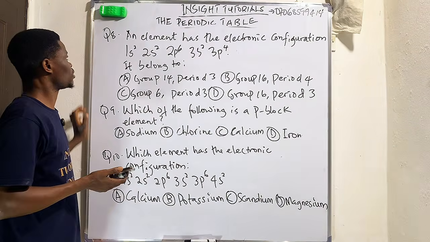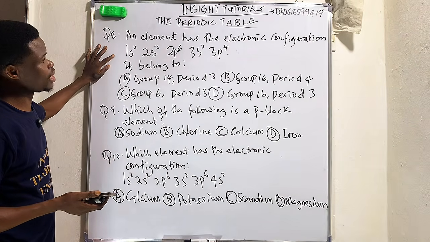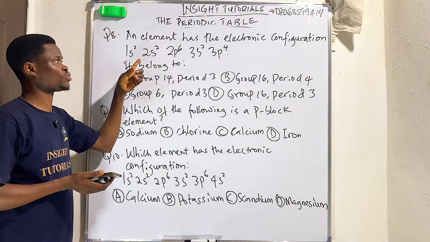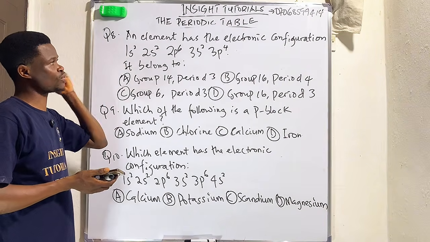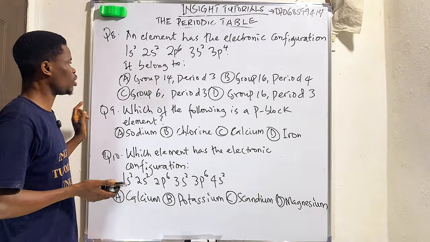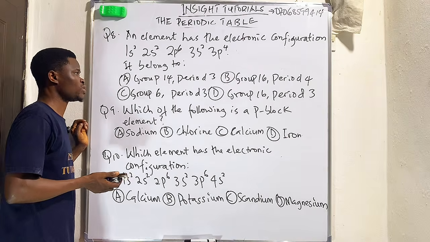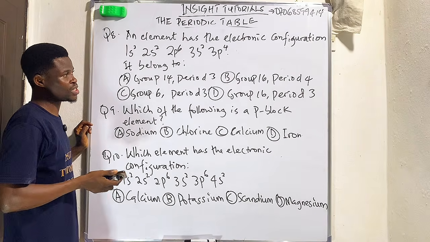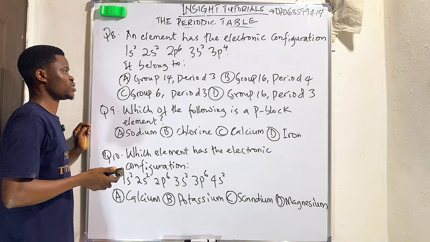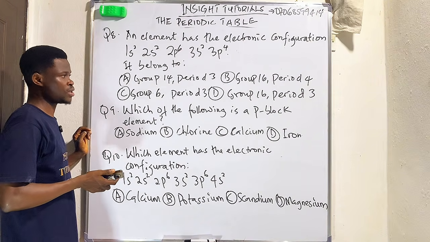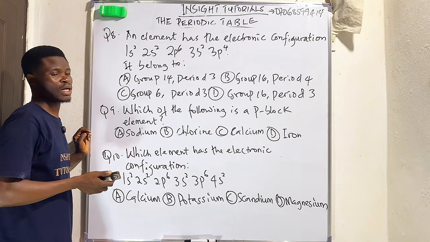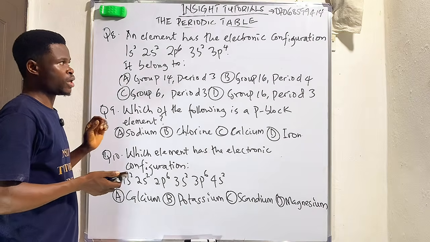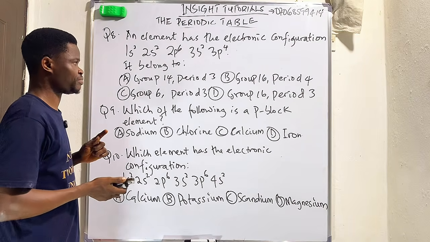All right, we have a question to treat here. An element has the electronic configuration 1s2, 2s2, 2p6, 3s2, and 3p4. It belongs to: A says group 14 and period 3, B says group 16 and period 4, C says group 6 and period 3, and D says group 16 and period 3. Which option do you think is correct?